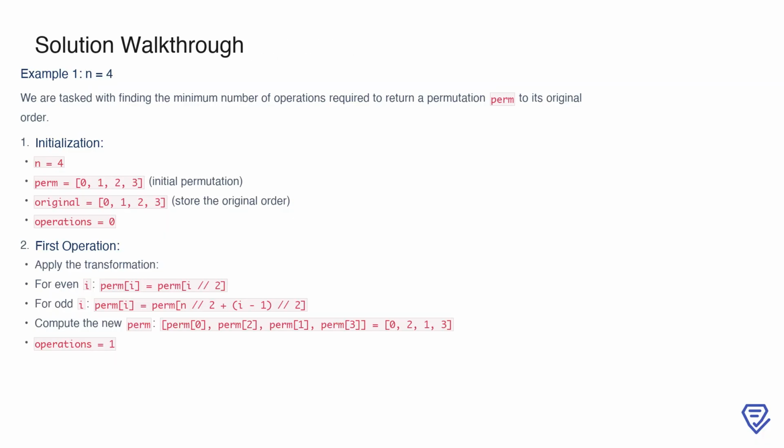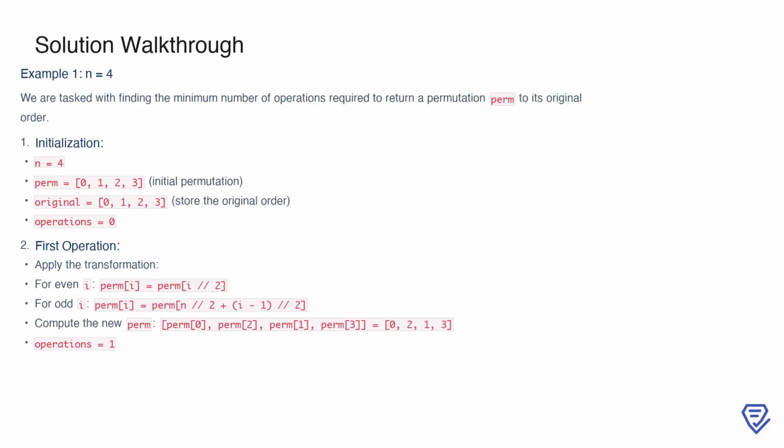To solve this problem, we need to determine the minimum number of operations required to return a permutation back to its original order. Let's start with an example where n is 4. First, we initialize the permutation, perm, as 0, 1, 2, 3, which represents the original order. We also store this original order in a separate array called original and set a counter, operations, to 0. Now, for the first operation, we apply the given transformation rules.